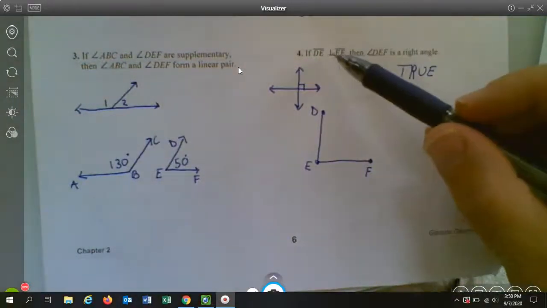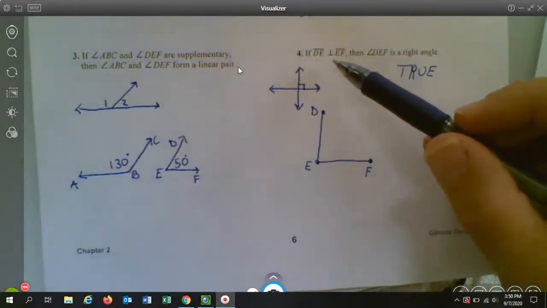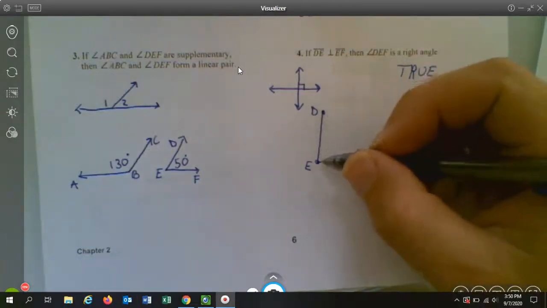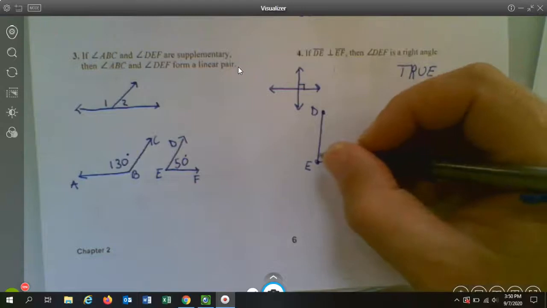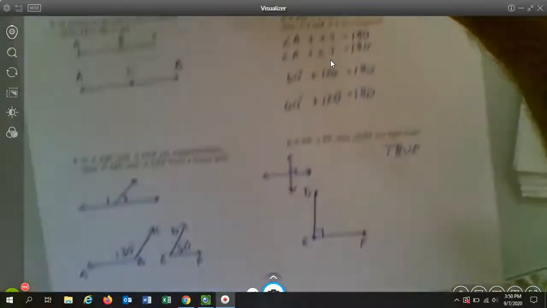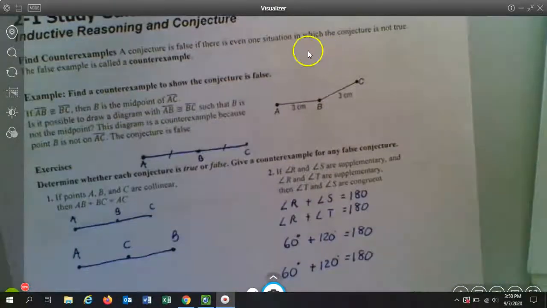By definition of perpendicular lines, if two segments are perpendicular, they must form a right angle. So in order for these two segments to be perpendicular to each other, they must form a right angle. So that has to be true. There's no other way to draw that based on the definition of perpendicular segments. So anyway, that is it for the start of the chapter, and to be continued.